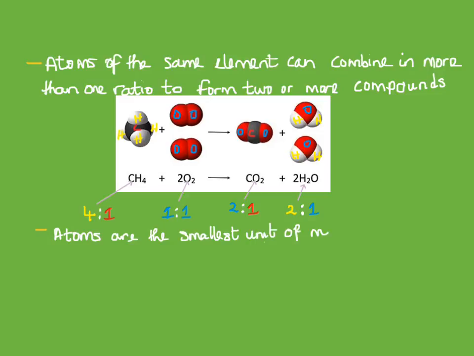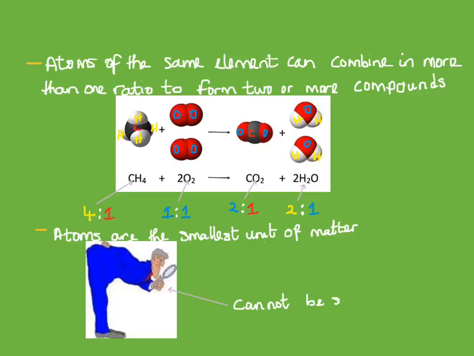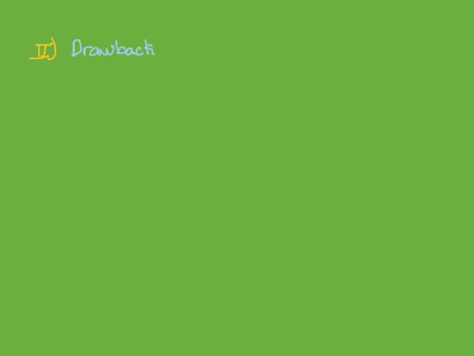Atoms are the smallest unit of matter that can take part in a chemical reaction. Atoms cannot be seen with the naked eyes. You need to use a microscope or some other instrument in order to observe atoms. It is important to note that this theory had some drawbacks which we are going to treat in this section.